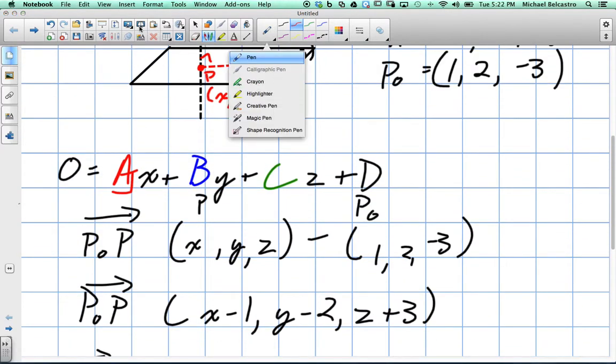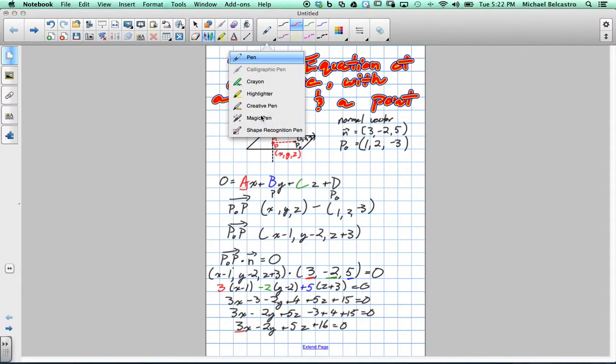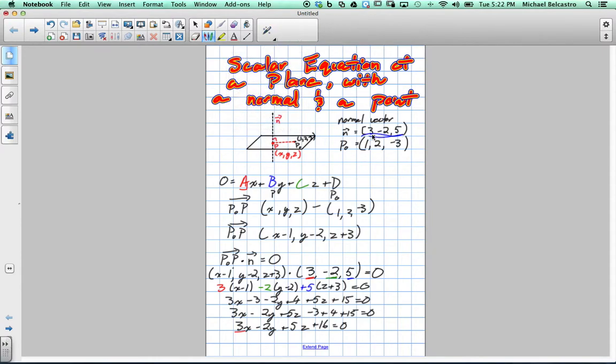Now, I want to draw your attention. Maybe I have to zoom out a little to get this idea across. Our normal vector was 3, -2, and 5. Well, the a value for our scalar equation of a plane is the same as the x value of the normal. If you notice, it was the number 3. The b value of the scalar equation was the same as the y value of our normal, negative 2. And 5 is the same as our z value. So though we've done it this way, we can now use a shortcut.